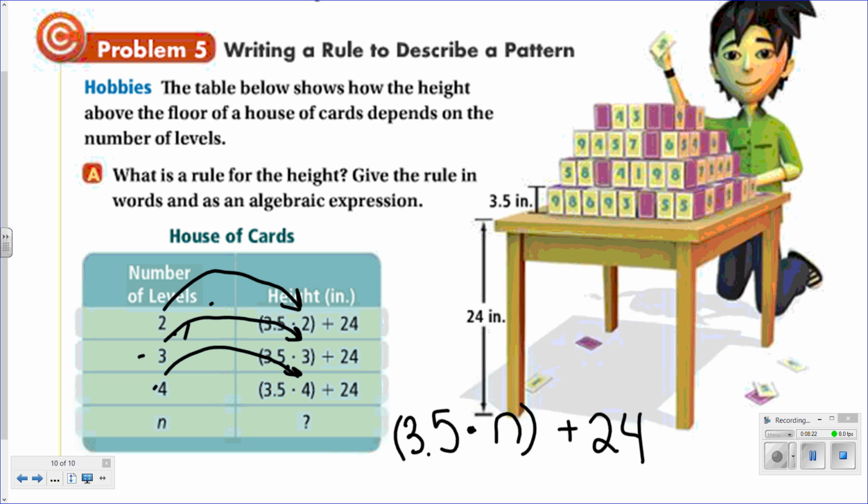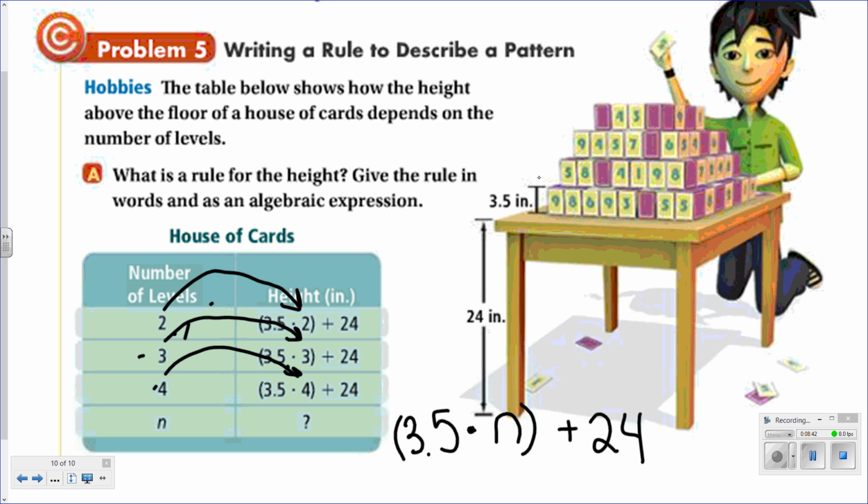That's not going to change. The height of your table is always going to stay the same. So you're always adding 24 to the height of the cards. But each card is 3.5, so the number of levels you choose with the cards, you have to multiply by 3.5. So if you only have 1 level, it's 3.5 times 1.